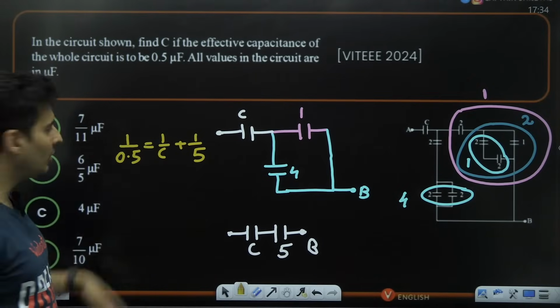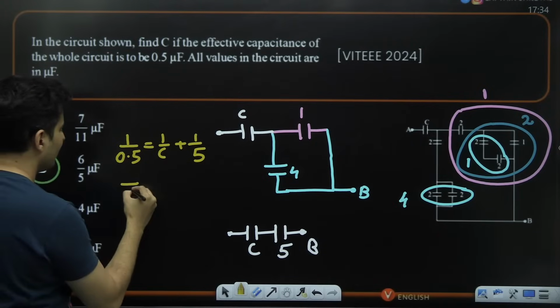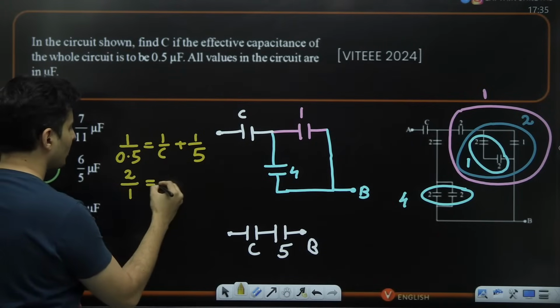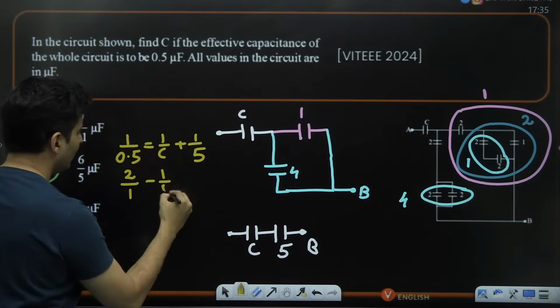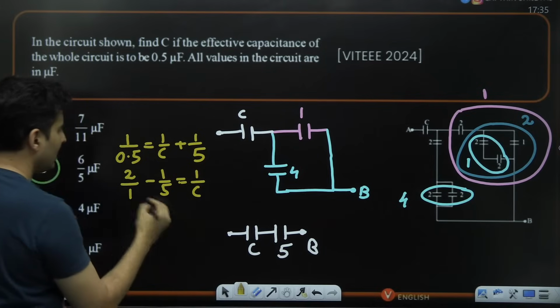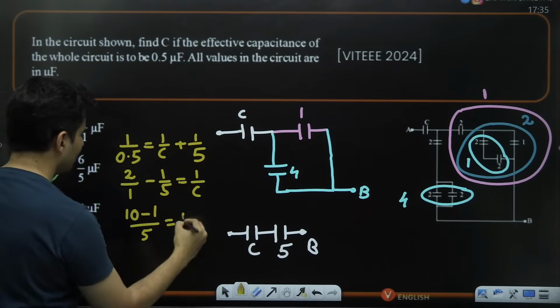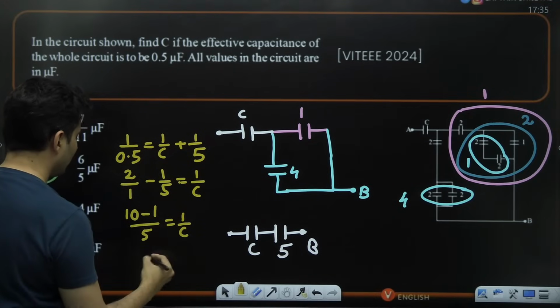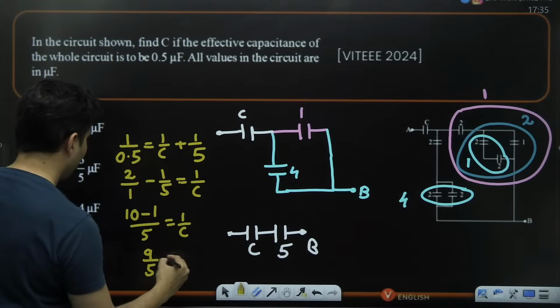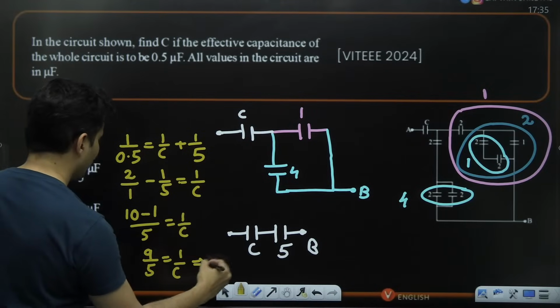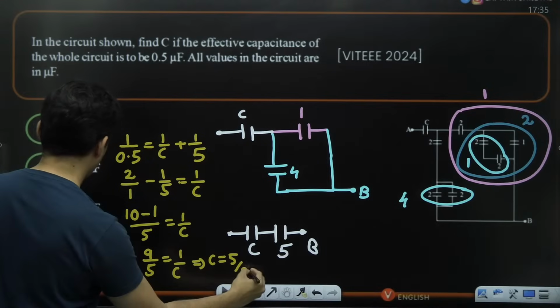So this is what you are going to do. 1 by 0.5 is nothing but 2 over here. Take that 1 by 5 on this side, so this will be 1 by C. So 10 minus 1 divided by 5 is 1 by C. 10 minus 1 is 9, so 9 by 5 is equal to 1 by C. So therefore C is equal to 5 by 9.